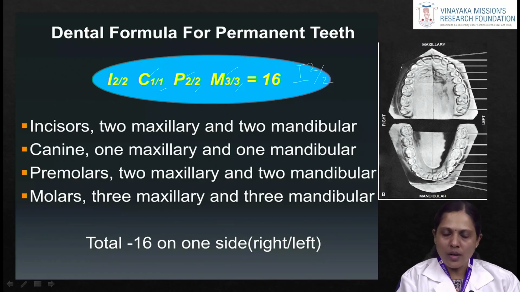So in each quadrant how many teeth are there? Yes, 8 teeth. So 8 in the upper and 8 in the lower. So totally there are 16 teeth on one side, considering upper and lower jaw. So overall in all the 4 quadrants there are 32 teeth, right? So this is the dental formula represented for primary and permanent dentition.